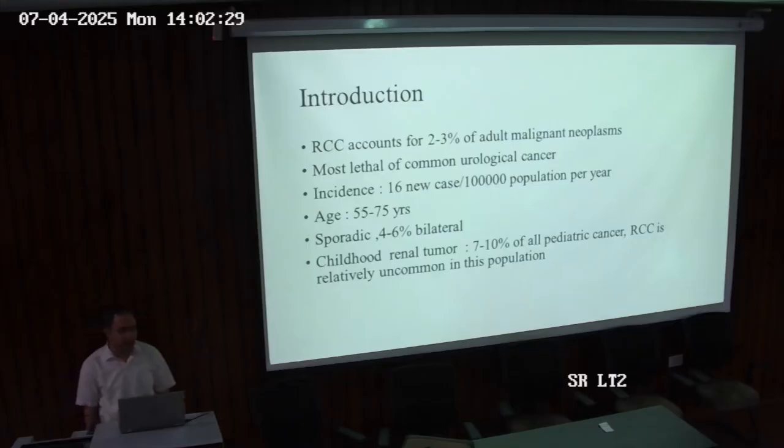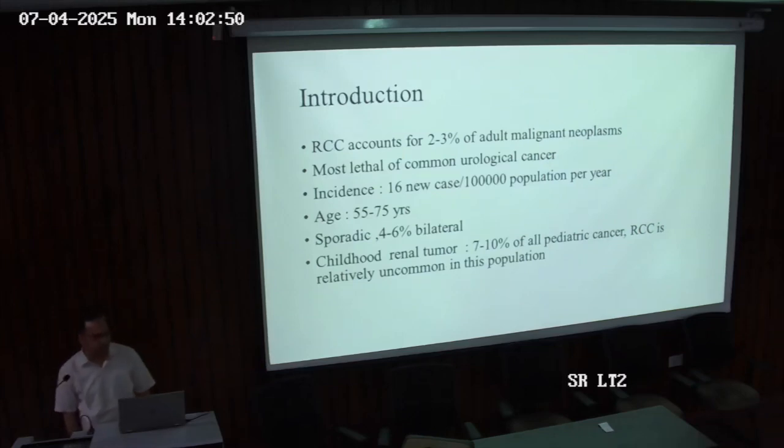RCC is rare in children. Children's renal tumor is Wilms tumor, and this accounts for around 7 to 10% of all pediatric malignancy. So you can keep in mind that this is the most lethal urological malignancy, and most are sporadic. 4 to 6% are bilateral.